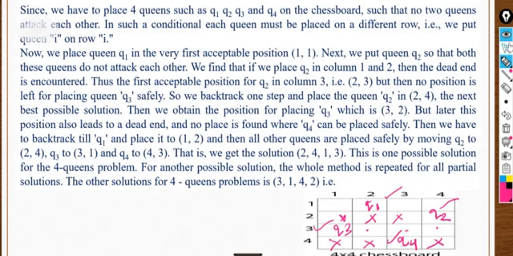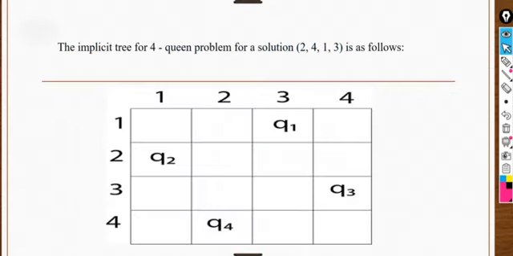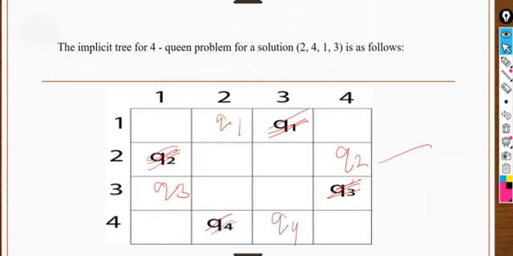Now there is a need to show these things with the help of a state space diagram. This is the solution that we have already discussed, right? One more thing, there is a mistake here. This q1 should be there, and this q2 should be there, and this q3 should be there, and this q4 should be there, right? Just make it correct. It's wrongly placed here.